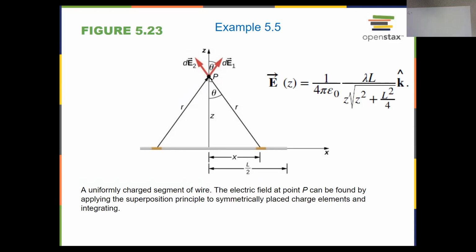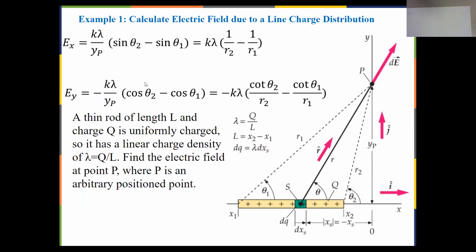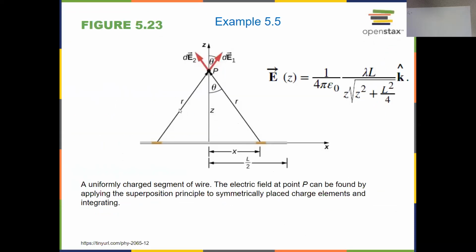Z is the y direction in the previous example, and because of symmetry, if you pick a small piece over here, there should be another piece over there that results in another electric field in this direction. So these two will have their x components cancel but add up in the z direction. Then you apply the y component here, starting with this one with yp being z: k lambda over z times cosine theta 2 minus cosine theta 1. Cosine theta 2 will be on this end and cosine theta 1 will be on the other end.